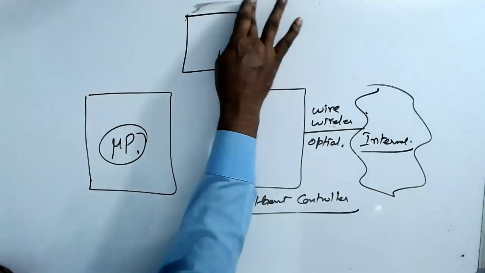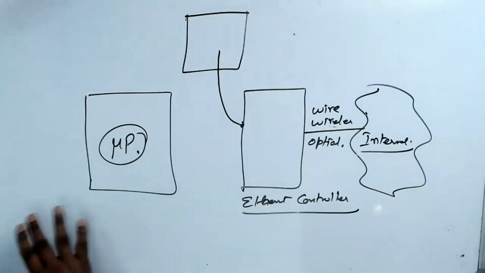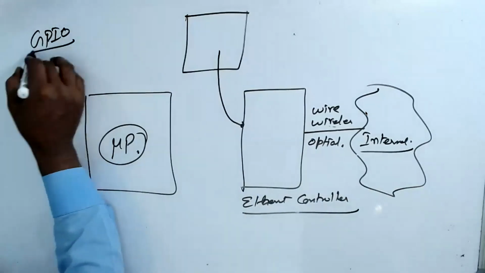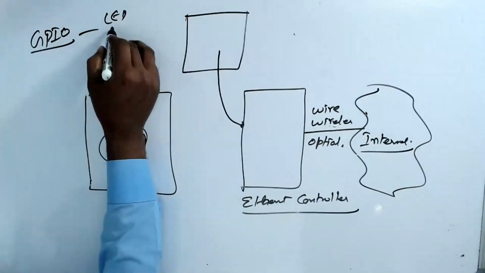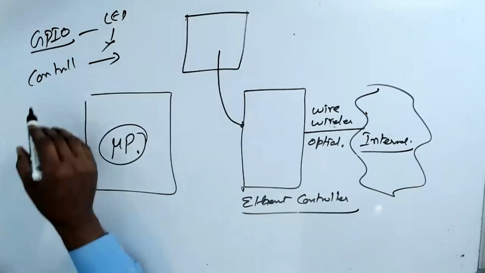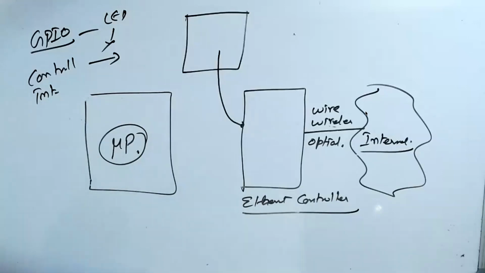We are getting into the real embedded systems applications. That's how we are using it. That's why I told you to first learn GPIO programming, that LED things. Then go to the controller programming, then go to the interface programming. Then you will start understanding these things very clearly.